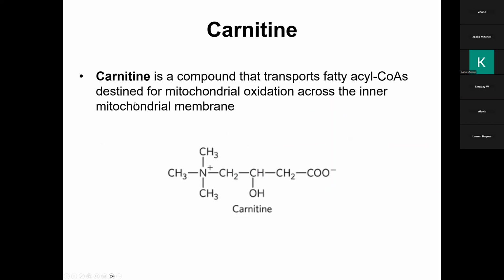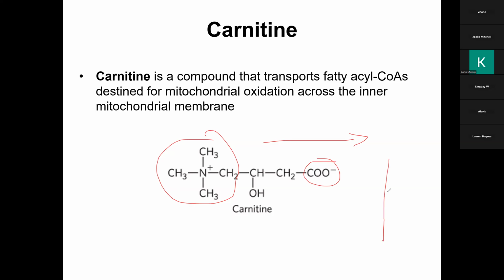So this is the structure of carnitine. And really, in a roundabout way, it's kind of an amino acid. It's not, but it's related to the amino acids. It helps transport fatty acids through the mitochondrial membranes into the mitochondrial matrix. And really, essentially, it's kind of just a tag.